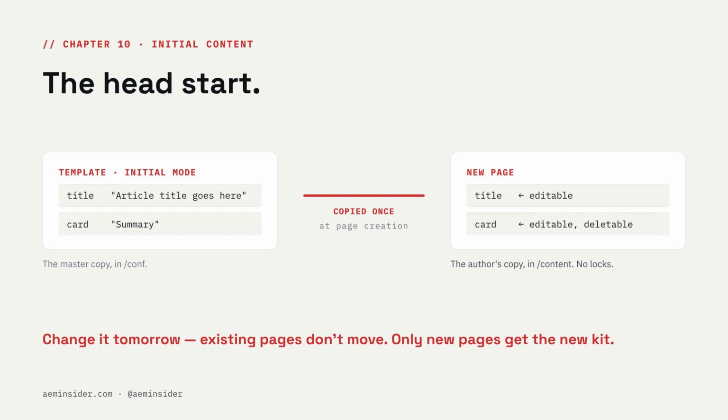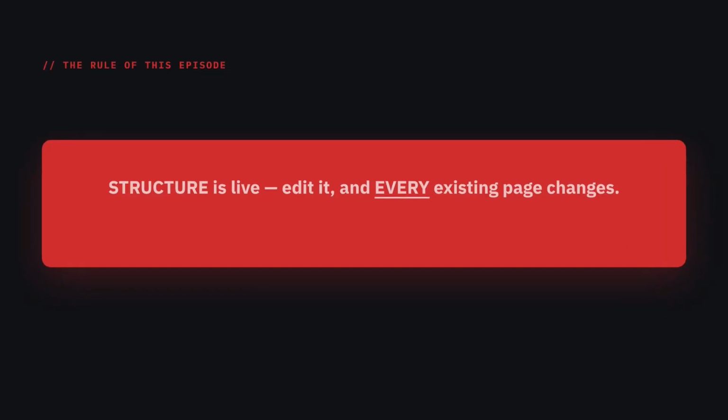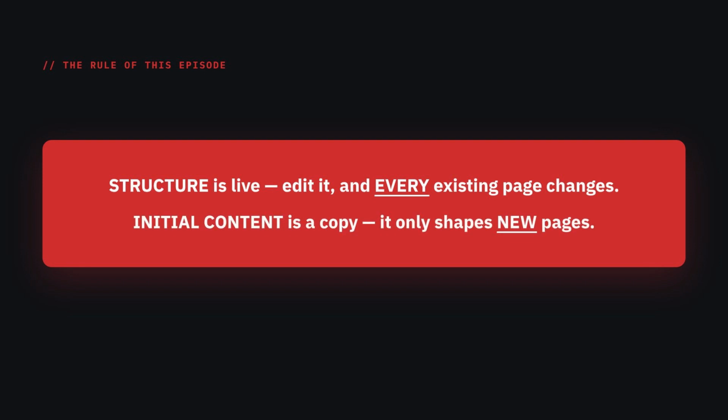Let's do both halves of that sentence side by side. Here is the one rule to take away from this episode. Structure is live: edit it and every existing page changes instantly. Initial content is a copy: edit it and it only shapes pages created after the edit. Every template question you'll ever face, in a project or in an interview, comes down to knowing which of these two you're standing in. The template editor even tells you: it's the mode drop-down top left.